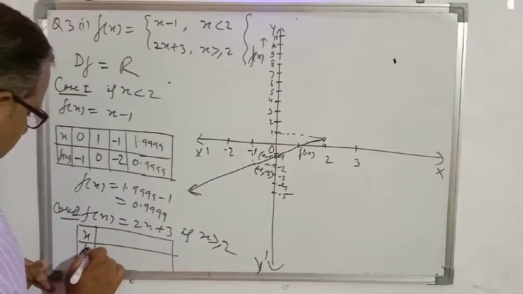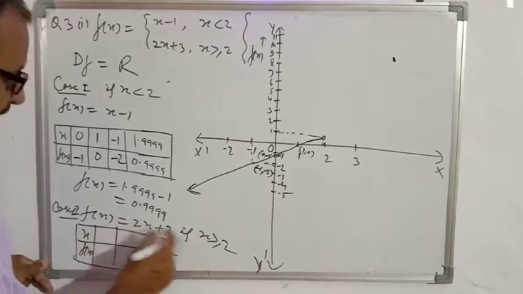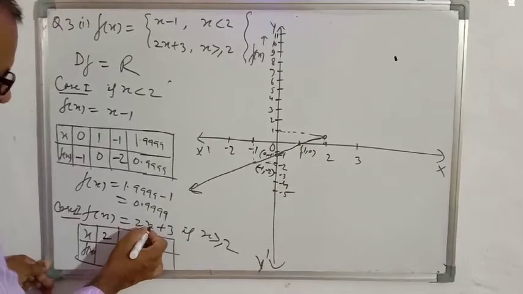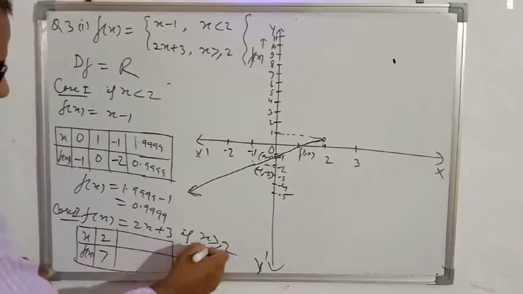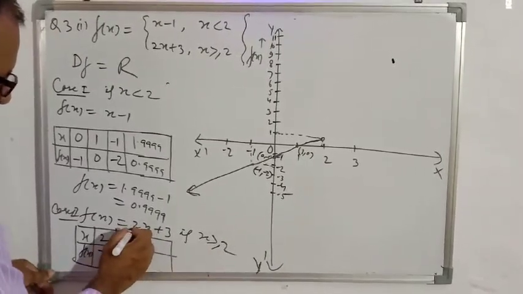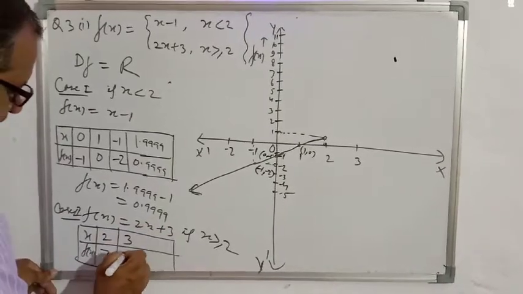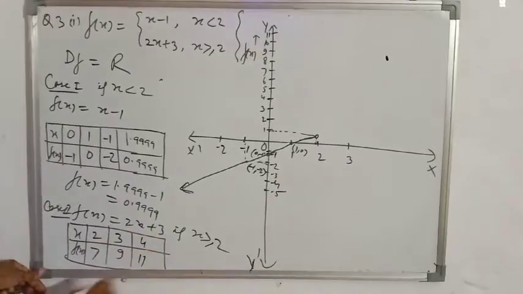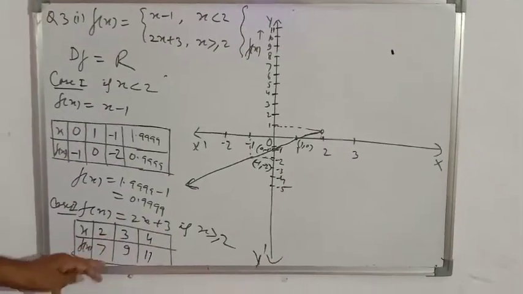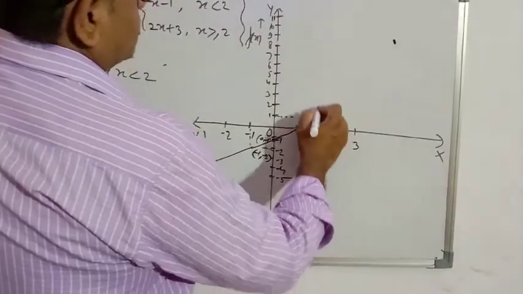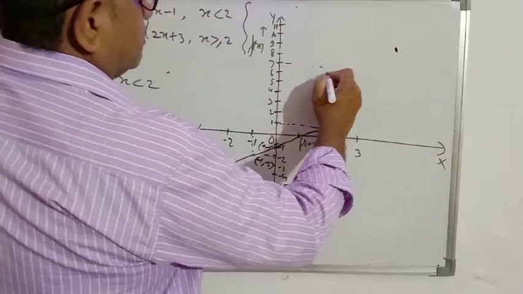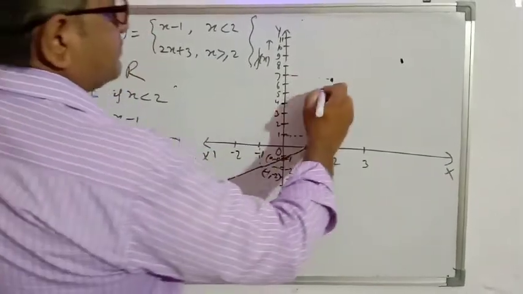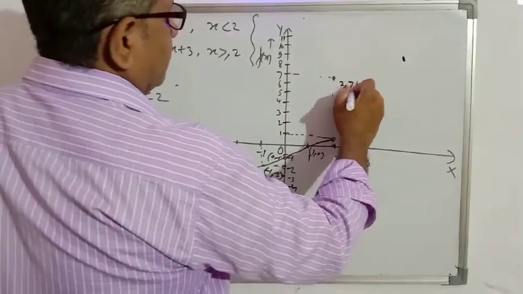x, f(x). Suppose we take the value either 2 or more than 2. So if x is equal to 2, 2 into 2 is 4, 4 plus 3 is 7. Greater than 2, take 3: 2 into 3 is 6, 6 plus 3 is 9. For 4, 2 into 4 is 8, 8 plus 3 is 11, like this. So at 2 the value is 7. So x is equal to 2, f(x) is equal to 7. So we will get here the point (2, 7).